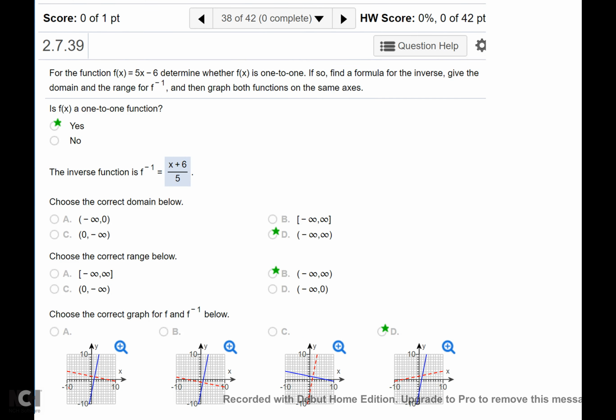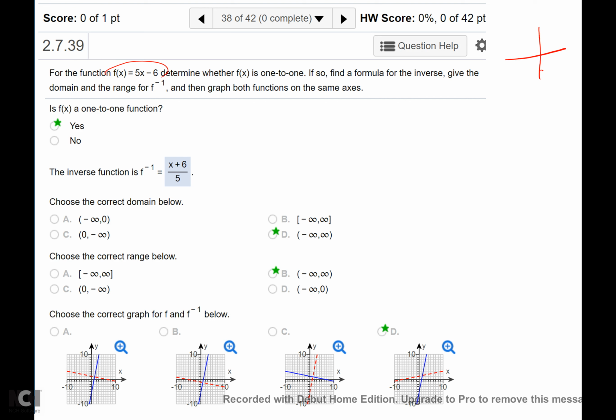Alright, for the function f of x equals 5x minus 6, determine whether the function is 1 to 1. If so, find a formula for the inverse, give the domain and the range, and then graph both functions in the same coordinate plane. Is the function 1 to 1? Well, if you graph this, guys, it's going to be a line.